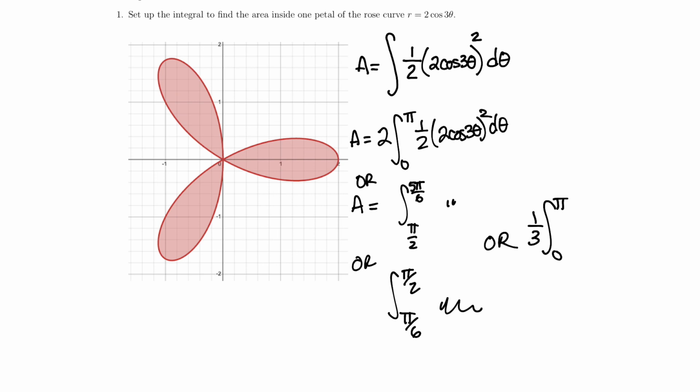Okay. Are you ready? Okay, guys, get me that area. I don't care which integral you use. I don't care which limits you use. I want you to evaluate this and get me an area for one petal of this polar curve.